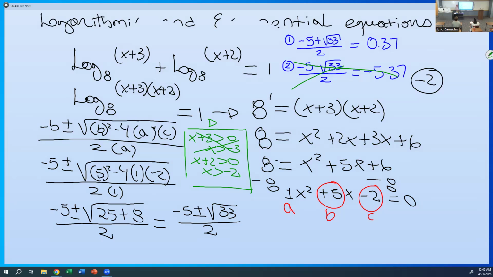Any question? And I use different colors to differentiate the different equations that we did.